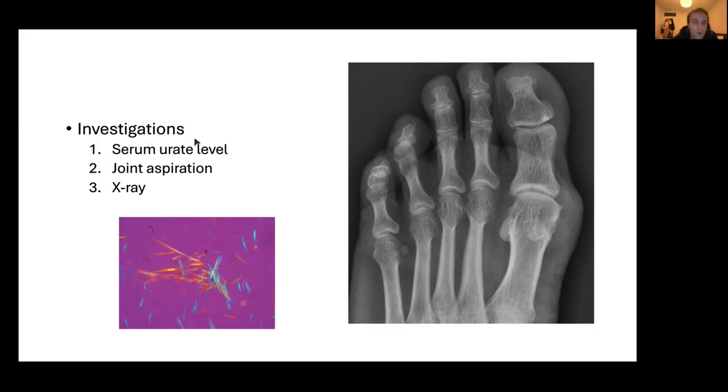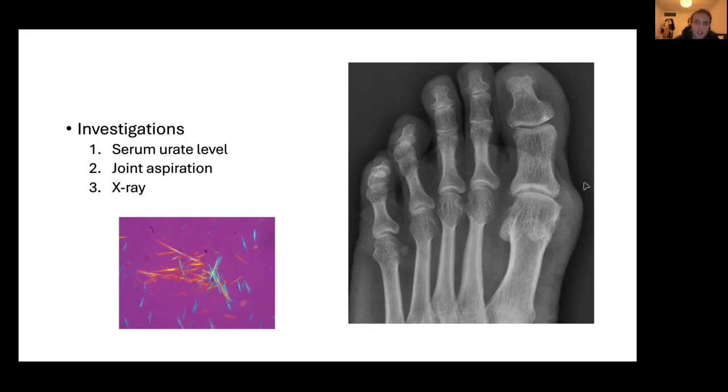So we do 3 things. We take a blood test for serum uric acid level. Now that can actually be normal in an acute attack of gout. If you think all of the uric acid is being deposited within the joint, we aspirate the joint and we look at it under a microscope, and what we see are negatively birefringent crystals, and they're needle shaped, as you can see in this microscopy image. And then we have some classical findings of gout.